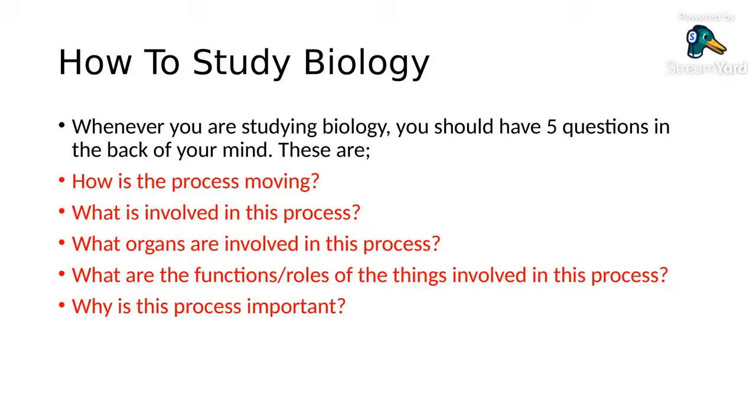Then question number 3, what organs are involved in this process? Because the things that are involved, you need to now know them. Every process you're going to look at, there is something involved. Organs are involved. If you're going to look at excretion, for example, we've got organs involved. Organs like the lungs, we've got the skin, we've got kidneys. So you need to know what organs are involved in this process.